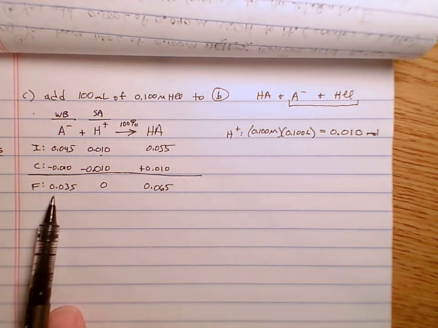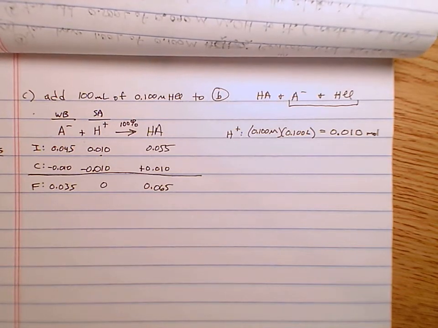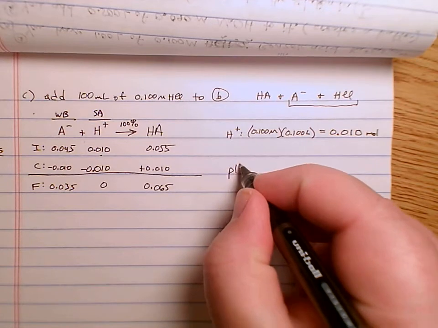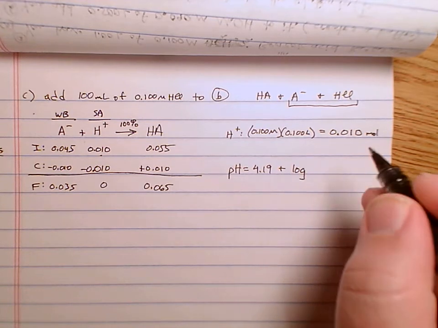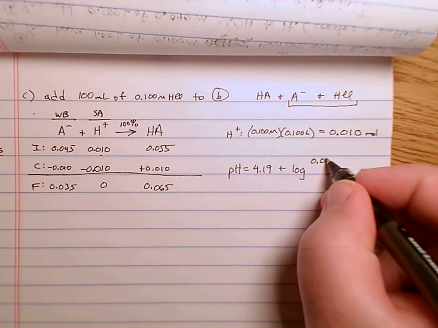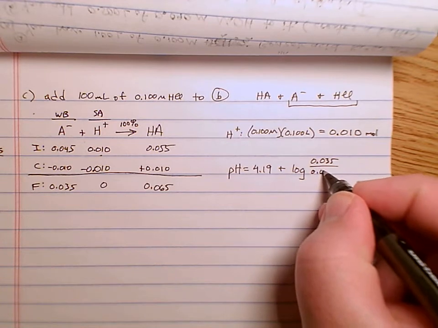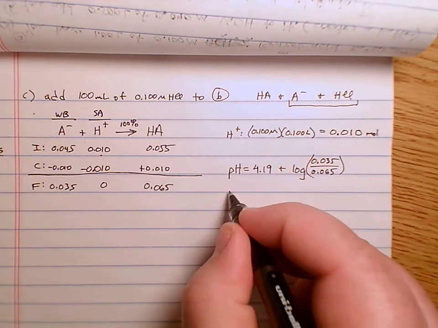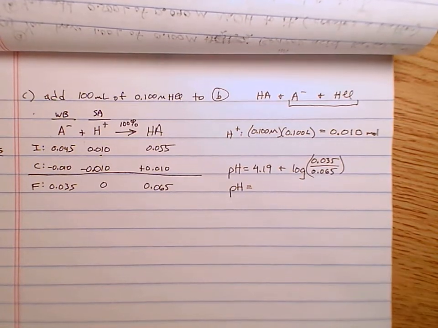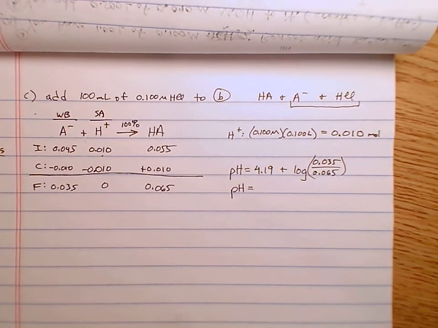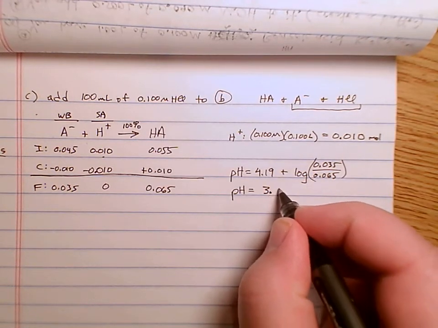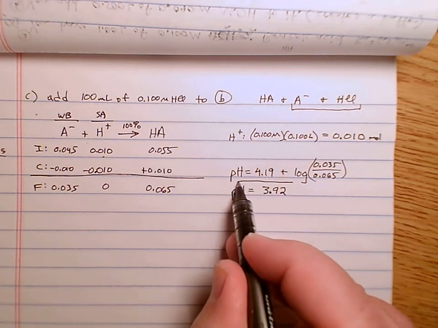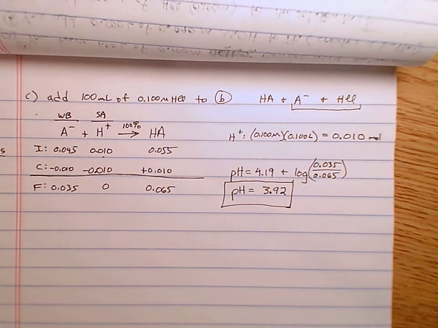Let's evaluate. Where are we now? We have A minus, we have HA, we have a buffer solution, so we have Henderson-Hasselbalch. pH equals 4.19, our pKa from before, plus the log of A minus, 0.035, divided by HA, 0.065. And a little calculation on our calculator, and we find the pH is 3.92. Lovely. Okay, we're cooking. We're halfway through. How much harder can it get?